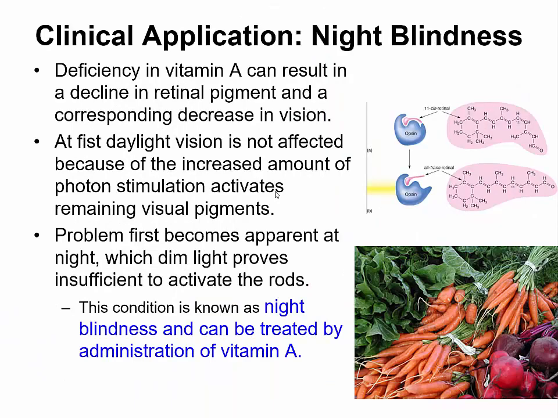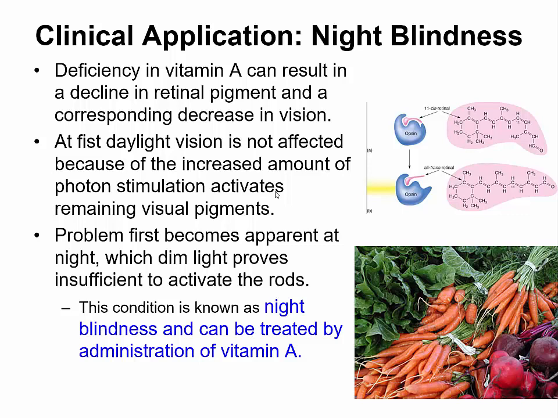This actually you need to know. It's a clinical application for night blindness, and individuals who have a deficiency in vitamin A, this can result in a decline in the retinal pigment and the corresponding decrease in vision. At first, daylight vision is not affected because of the increased amount of photon stimulation that activates the remaining visual pigments. So those photons are what come in and activate those photopigments. However, if you have a decrease in vitamin A, you're not going to make as much retinal, because remember, retinal is derived from vitamin A.